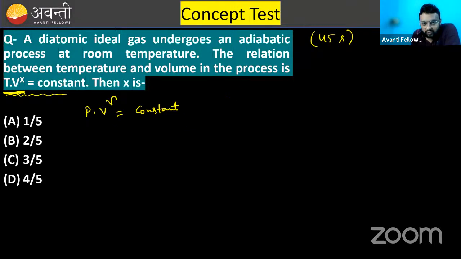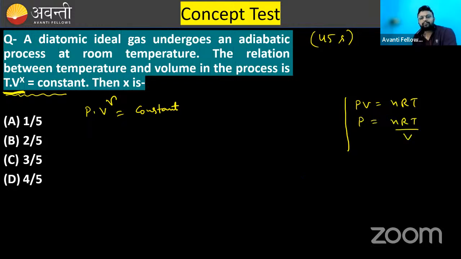And for that, what we know is, I am writing it here, PV equals nRT. So can you see that we need to remove this P? I am removing this P, and P can be replaced by nRT over V. Place this value of P.